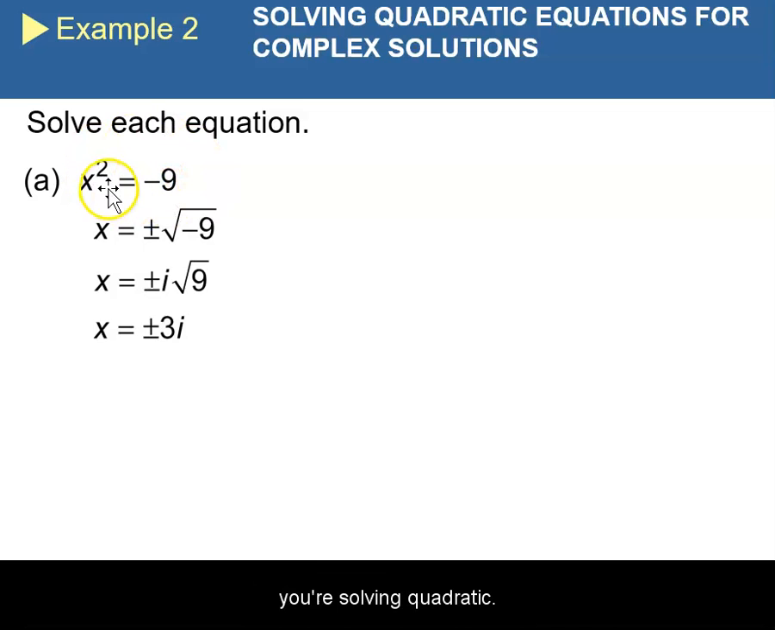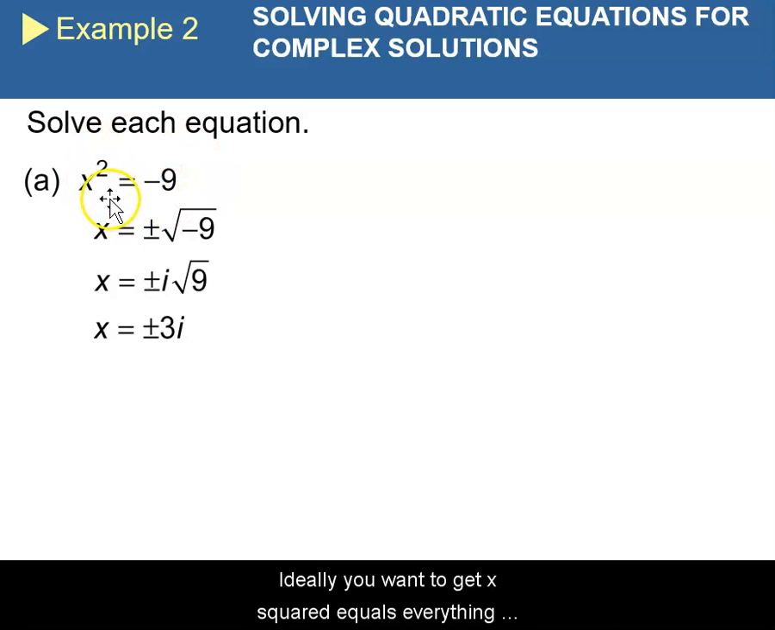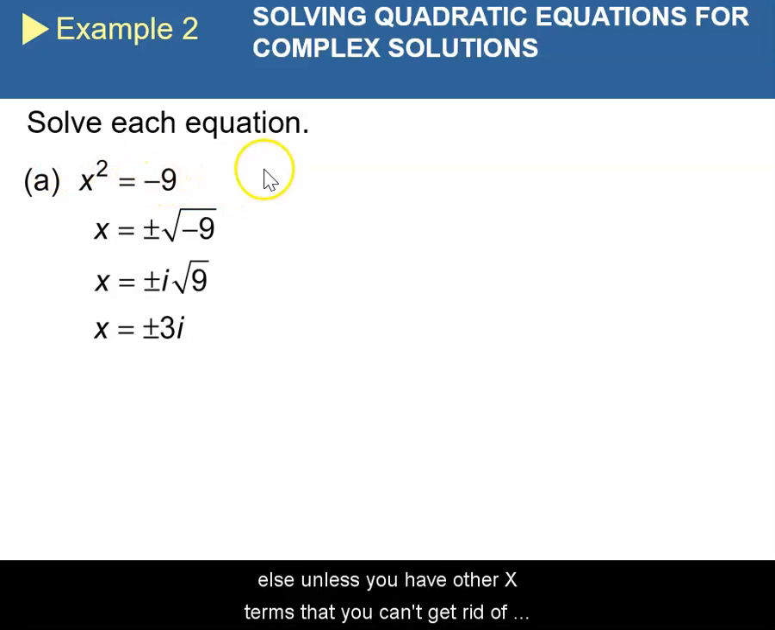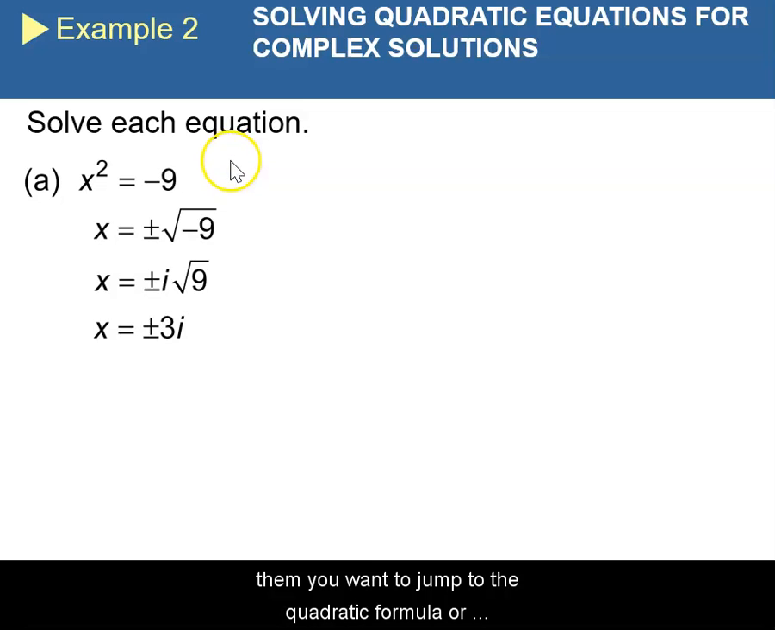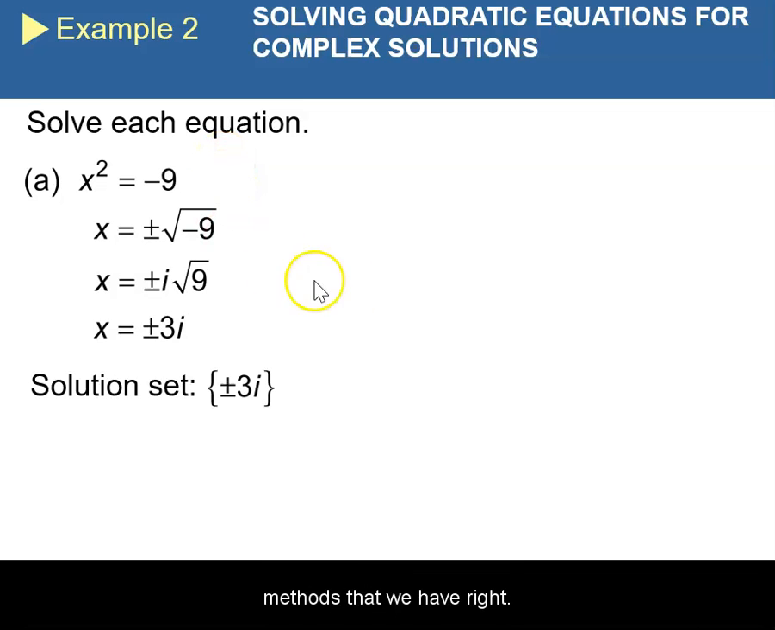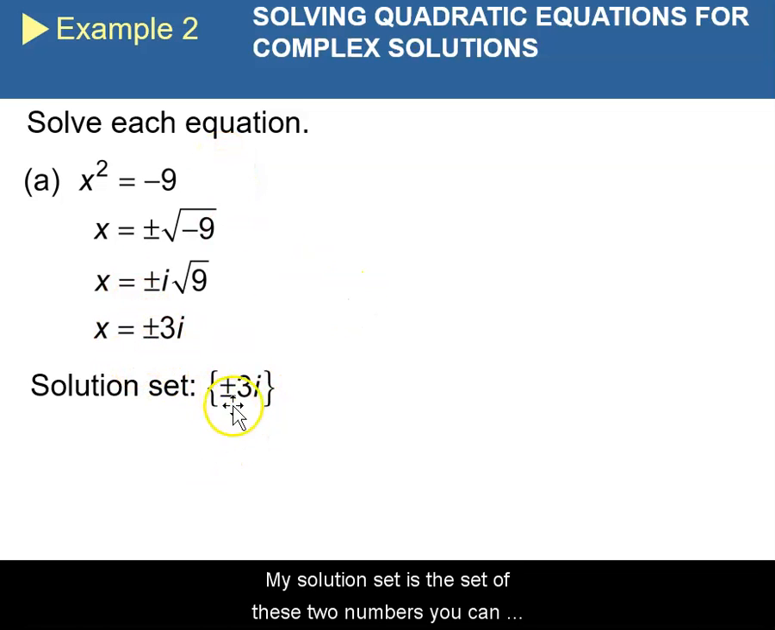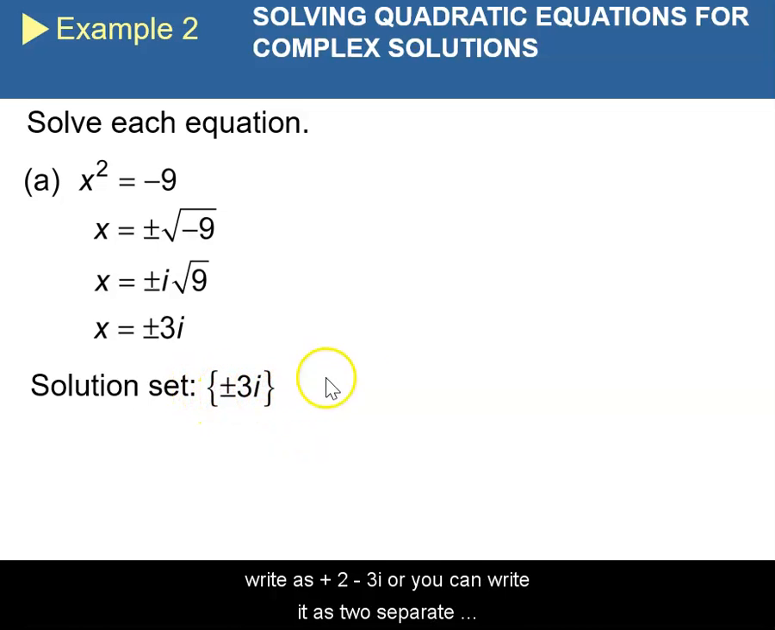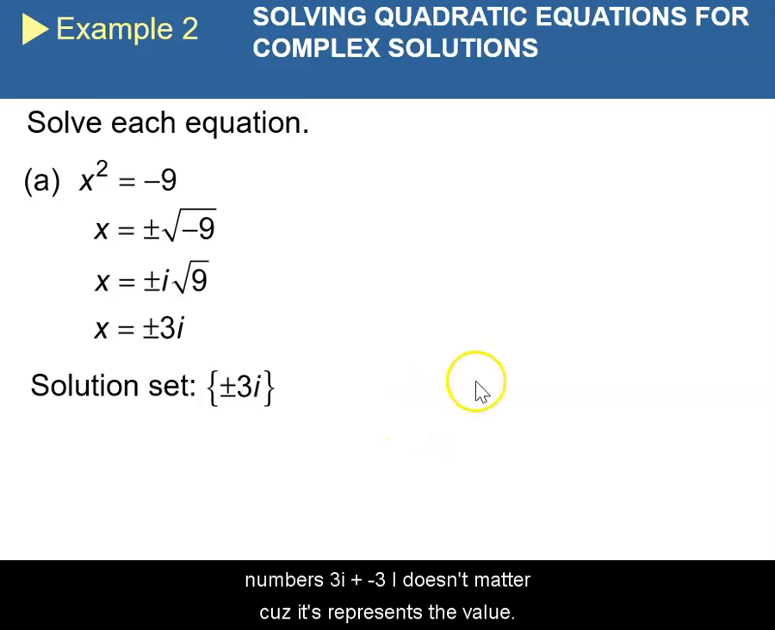So again, when you're solving quadratics, ideally, you want to get x squared equals everything else. Unless you have other x terms that you can't get rid of, then you want to jump to the quadratic formula or completing the square or factoring or whatever other methods that we have, right? So my solution set is the set of these two numbers. So you can write it as plus or minus 3i, or you can write it as two separate numbers, 3i and negative 3i.